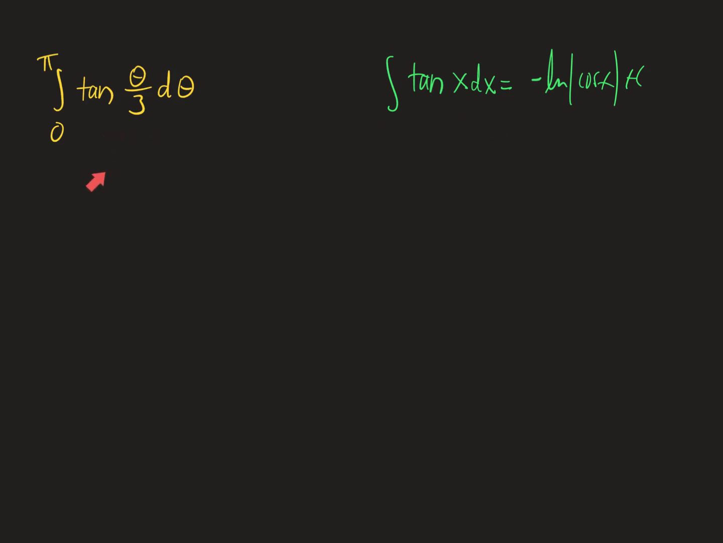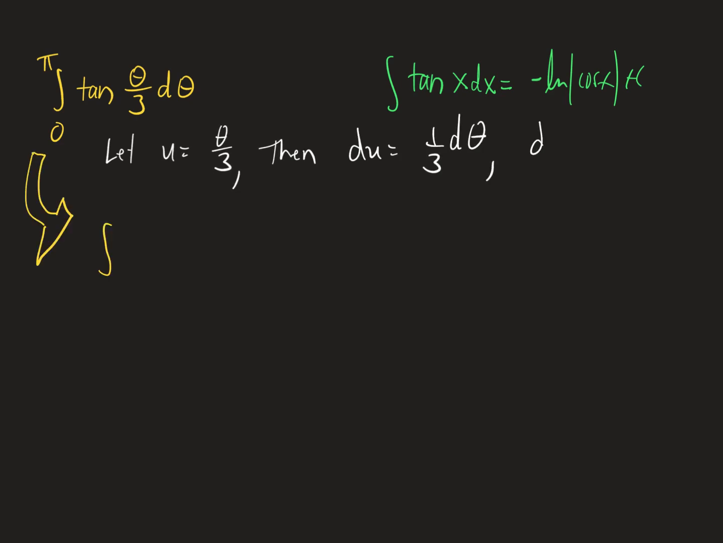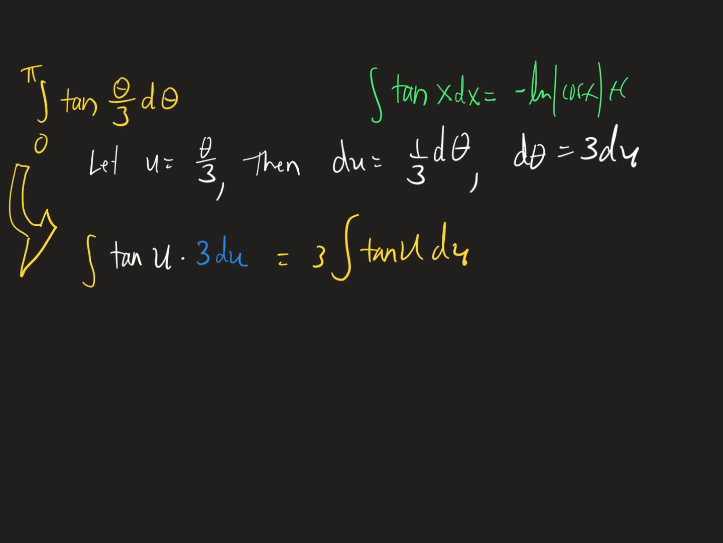So first we'll do a u substitution. Let u equal theta over 3, and then du is equal to 1/3 d theta. And d theta is therefore 3 du. Okay, doing the substitution, we have tangent of u, and d theta is 3 du, or 3 times tangent of u du, and we know what the tangent's antiderivative is.